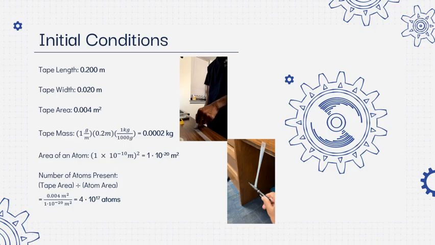Now, in order to set up the experiment, I took a 20 centimeter long piece of tape and stuck it to a table. I then took another identically long piece of tape, stuck it on top of that, and peeled it off to give it a charge, as can be seen by how it was attracted to my finger.